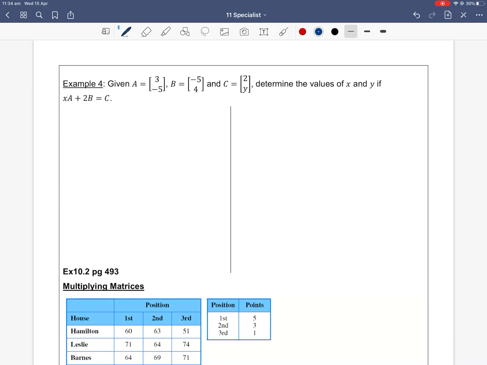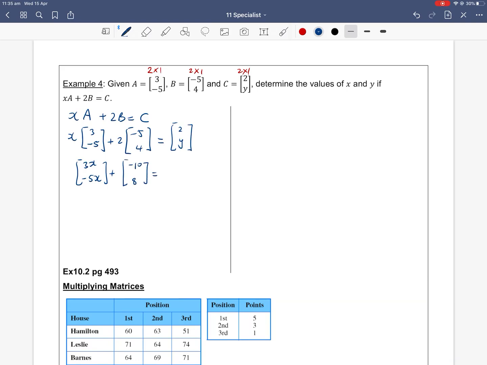Example 4 says, given A, B, and C, determine the values of x and y if that statement holds. Okay, so have a quick check: what are the dimensions of your A, B, and C? Here we have 2 rows by 1 column, 2 by 1, 2 by 1. So they all have the same dimension. Our starting statement is x times A plus 2B equals C. So let's substitute. A is 3, -5, B is -5, 4, and C is 2 and y. I'm going to multiply the coefficients in first. So 3x, -5x, plus -10 and 8, equals 2 and y. Now, on the left, we can simplify that as well because we can add matrices together because they're both 2 by 1 matrices. So let's add them together. So that becomes 3x take 10 and -5x plus 8.